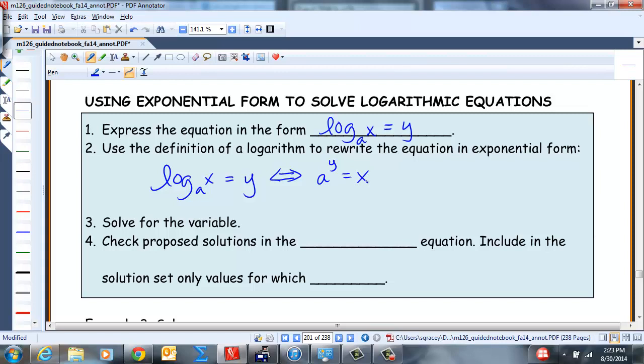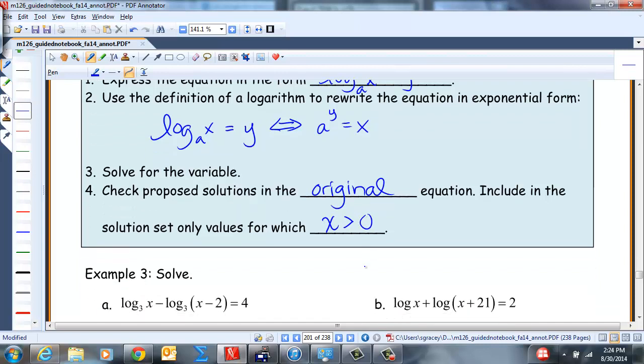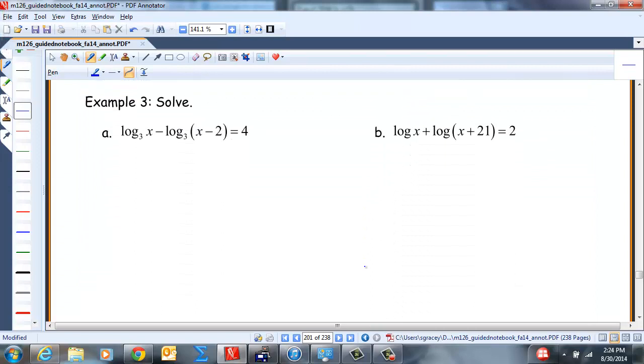Then you would solve for the variable, and then you need to really check solutions in this one in the original equation, because we want positive values only. So whatever's inside the log, the expression has to be greater than 0. Okay, so let's check it out. So here, notice that we have a difference of logs. So we can write that as one happy log. So we have log base 3 of x divided by x minus 2 is equal to the constant 4. So in exponential form, we'll have 3 to the 4th equals x over x minus 2.